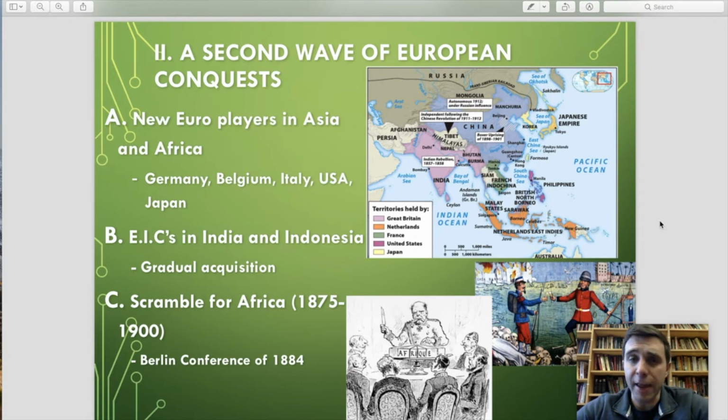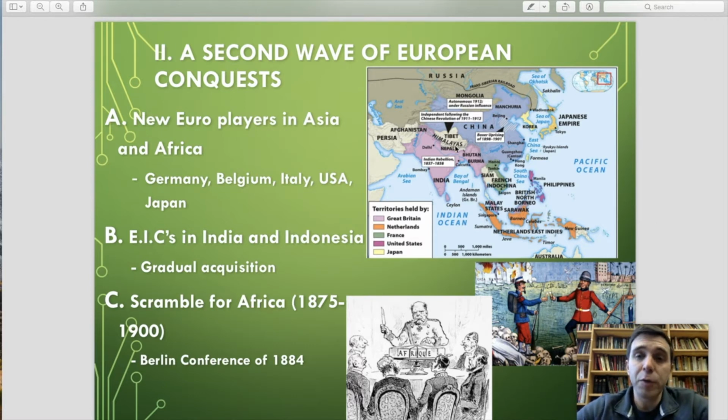Also, the United States is now taking on its imperialist stance as well. In the late 1800s, the United States joins the fray here, and also Japan. Japan starts to assert its power, especially as China has weakened in the realm of East Asia. And so Japan westernizes, industrializes, and starts to conquer a lot of territories in parts of Asia.